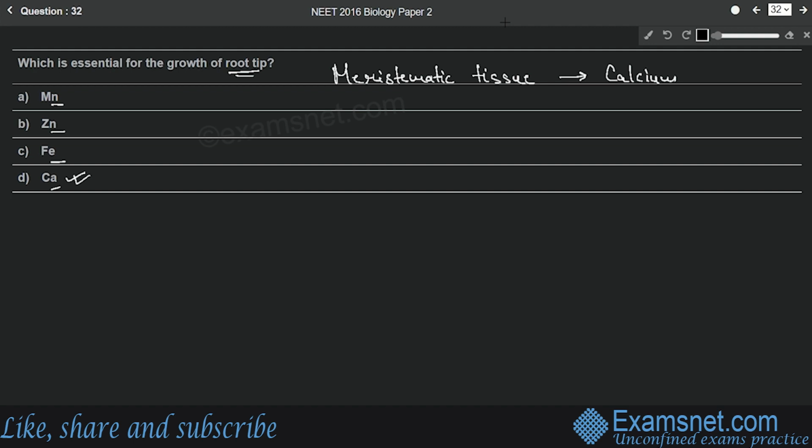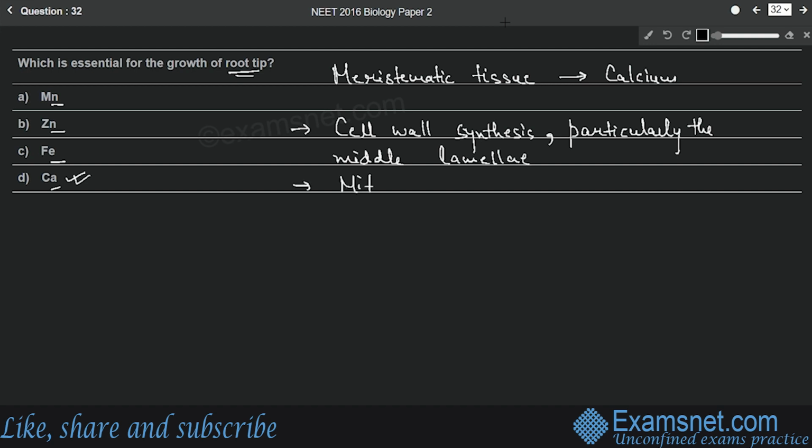And where else is calcium used? It is used in the new cell wall synthesis. Okay, cell wall synthesis, and especially the middle lamellae. We know that middle lamellae is made up of calcium pectate, right? Then it is also used in mitotic spindle during the cell division. Okay, so our correct answer is option number D.